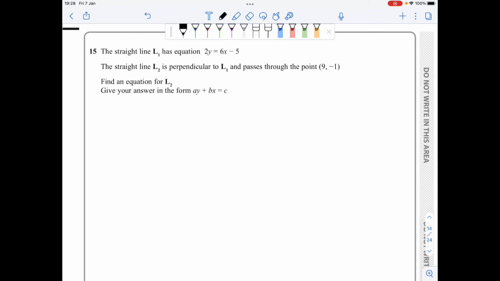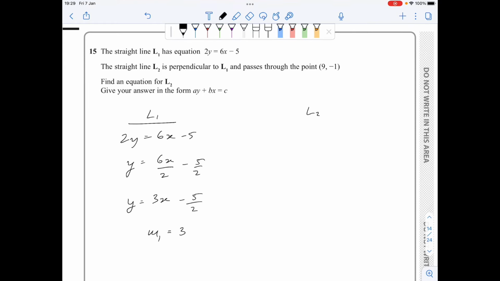In this question, I have line L1 with equation 2y equals 6x minus 5, which I can rearrange as y equals 6x over 2 minus 5 over 2, or if I simplify, that's y equals 3x minus 5 over 2. And the gradient of this line, m1, is equal to 3.